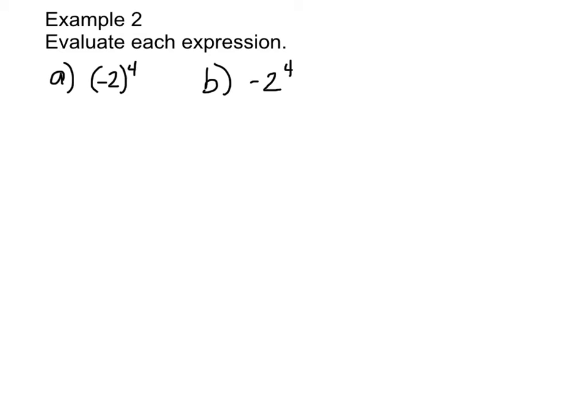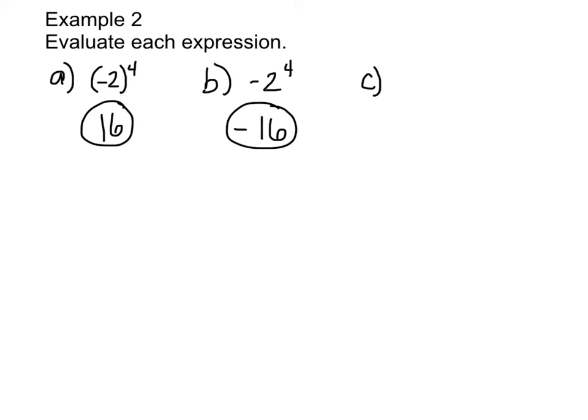Example number 2. A and B, evaluate each expression. A is -2 in parentheses to the power of 4, and B is -2 without parentheses to the exponent of 4. -2 in parentheses to the 4th power would give you what? Positive 16. B, -2 to the 4th power would give you what? Negative 16. Why? Because in A, you are taking the negative to the 4th power as well. In part B, you are not. So we're going to go to some harder problems.